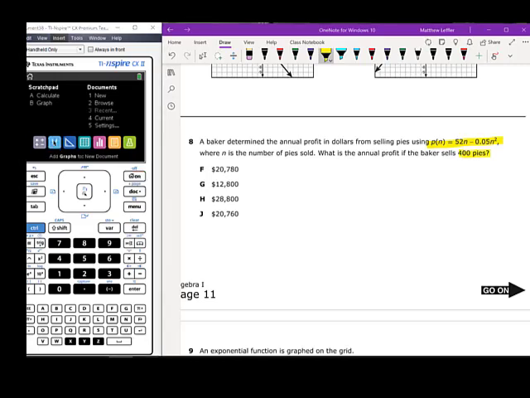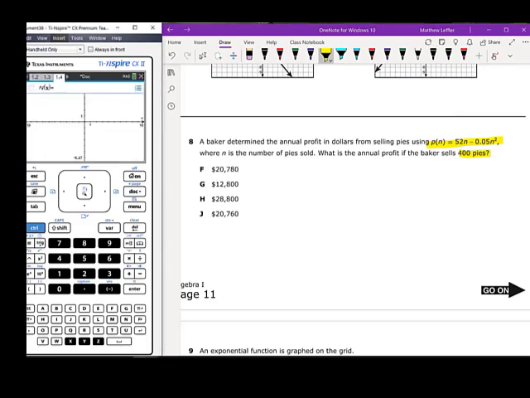And the number of 400 pi's. So this is going to be a graph and control T. 52, remember you got to put x instead of n if you're going to graph anything. 0.05x squared. There's my graph. Control T. And let's look for 400.